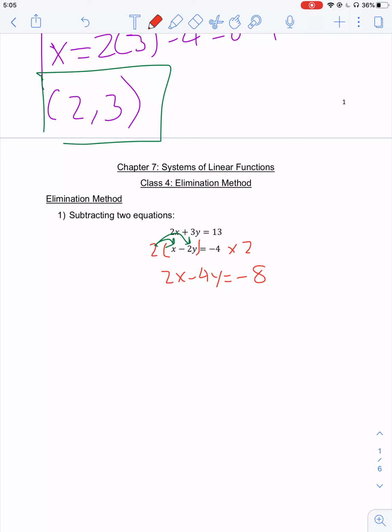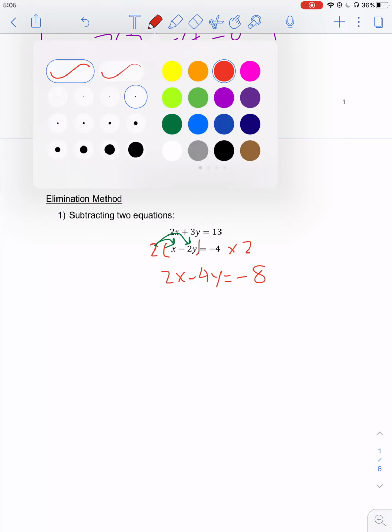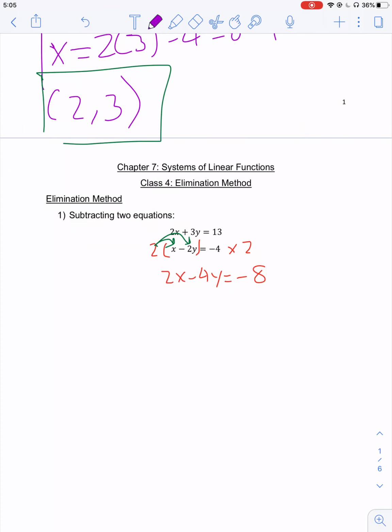I've just created this new equation, and I'm going to make use of it. So how will I do that? Let's write the top equation. Let's just pretend that the top one is in a different color. Let's say this one was in purple. Maybe let me just circle this in purple. So let's copy down the equation in purple. You have 2x plus 3y is equal to 13. The equation in red, I'm going to write that underneath: 2x minus 4y is equal to minus 8.